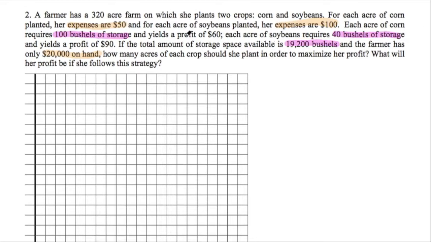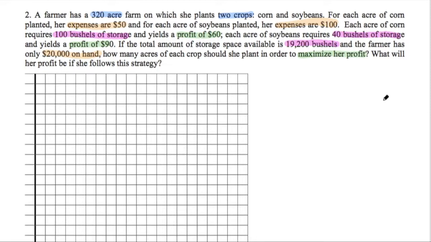We also see there's profit of $60 and profit of $90. Well, that's going to go into what we're maximizing, the profit. So we'll come back to that in a little bit. The other piece of information here is that we have 320 acres for her two crops. So let's try to piece some of this information into some inequalities.